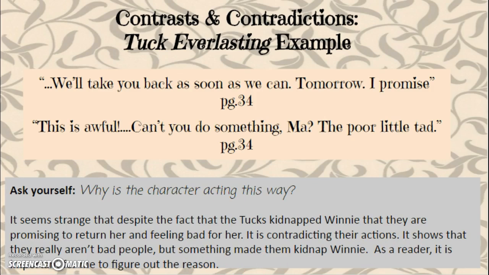Okay. After you've taken notes about Tuck Everlasting in your notebook, I want you to go to the next slide in the blend space and watch the commercial. And in your notes, in the next column, explain how does that commercial show a contrast and a contradiction. After that, you'll continue going through and watching the different videos and taking notes in your notebook.